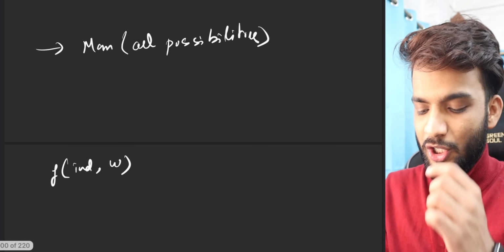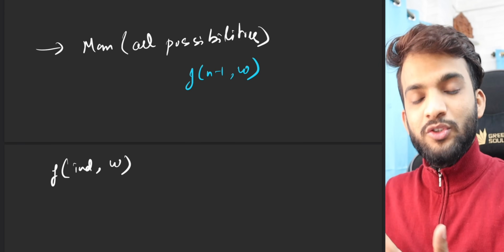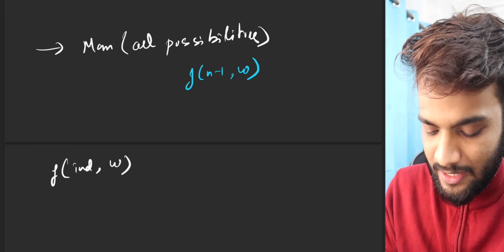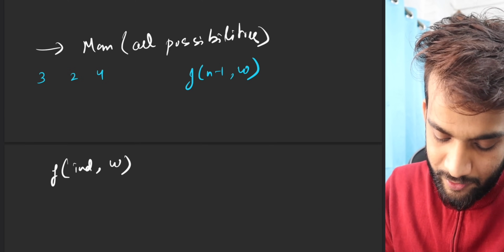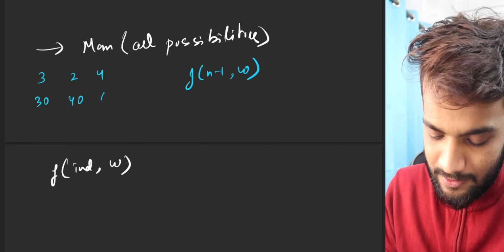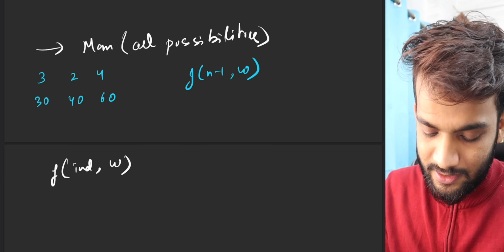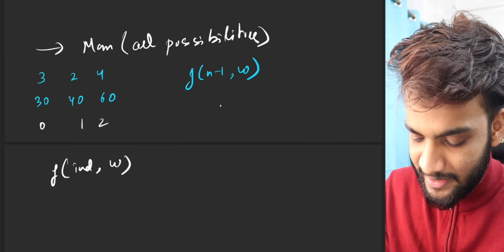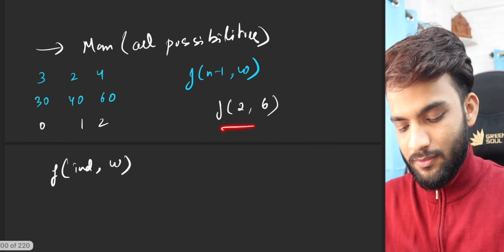So assume the initial call to be made to f of n minus 1 and w, where you say, hey, listen, for an example, let's take this example of 3, 2, 4, where we had 30, 40, and 60. So if this is the array, and I write down the indexes, it's 0, 1, 2. You're basically saying f of 2 with a bag weight of 6. So what does this mean?